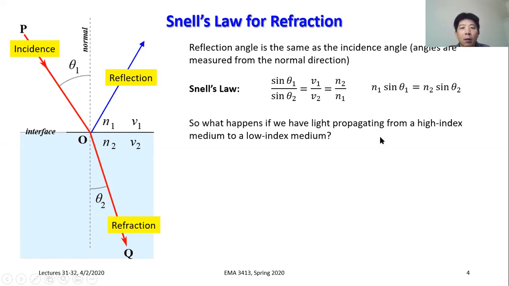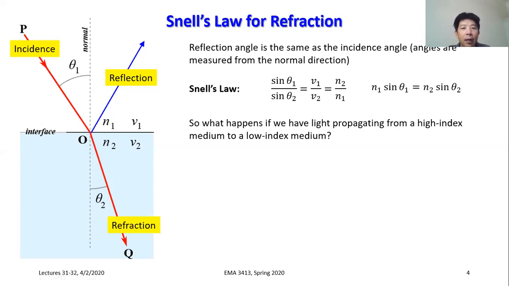So this is okay if we have light incident from low index to high index. The refraction angle will always be smaller than the incident angle. The incident angle can be anywhere from 0 to 90 degrees, and then theta 2 will be from 0 to some number less than 90 degrees. So that's okay. There's nothing strange happening.